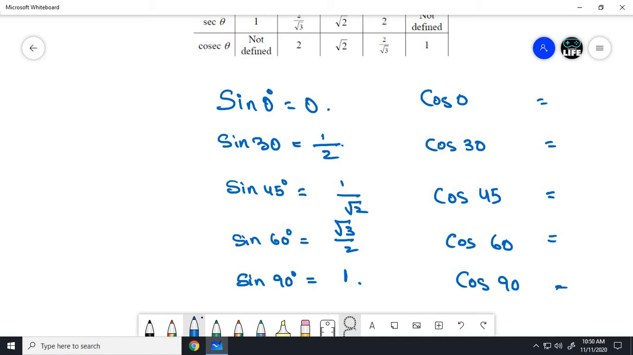So cos 0 and sine 90 are equal. Cos 30 and sine 60 are equal. And cos 45 and sine 45 are equal. Cos 60 and sine 30 are equal. And cos 90 and sine 0 are equal.